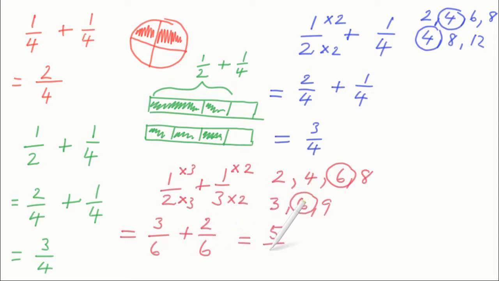So that's your basic method for adding simple fractions that have unlike denominators. And that's about it for this lesson.